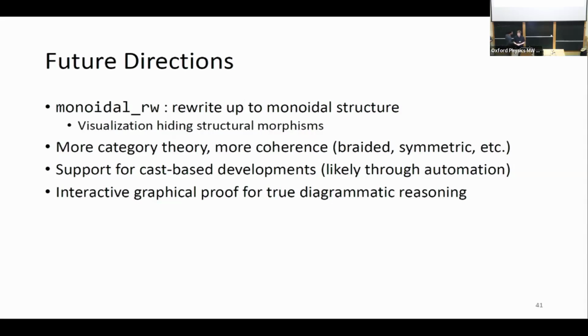Performance is definitely one of the challenges, especially when you're working with tactics that need to search the whole term. This is a common issue with rewriting. We haven't tested our tactics on really big terms yet, but especially for the monoidal tactic, which is done effectively just through computation, we expect that it should scale fairly well with the size of the structure, because it should basically be a matter of computing that representation.